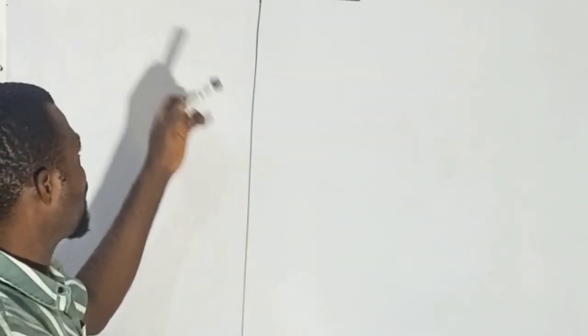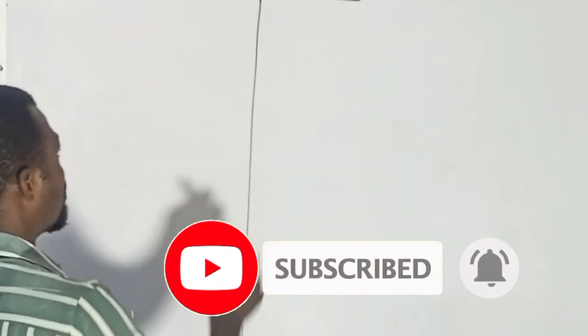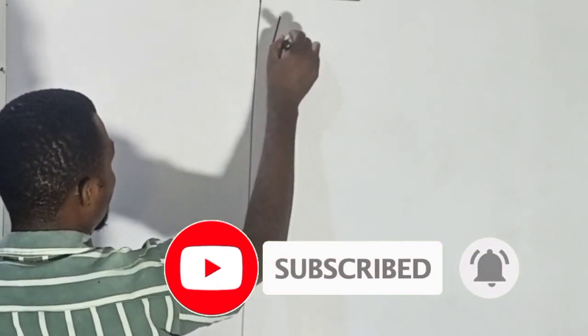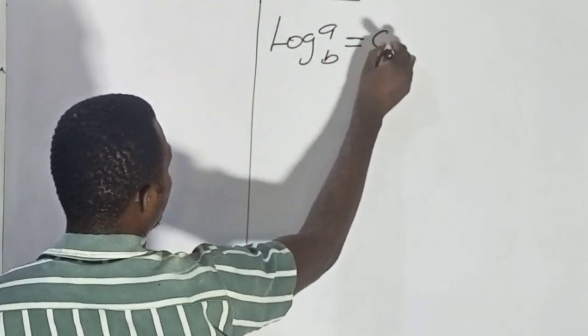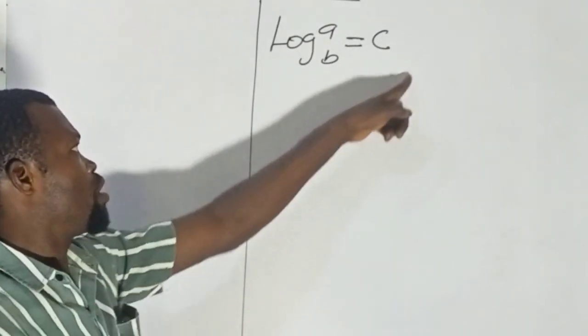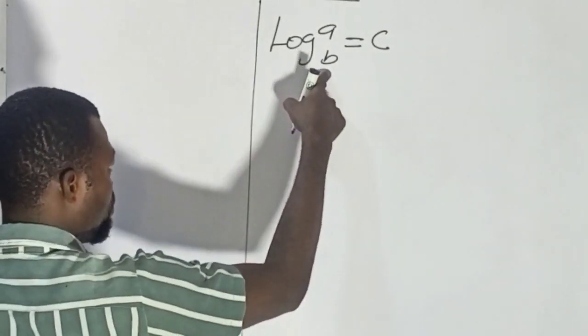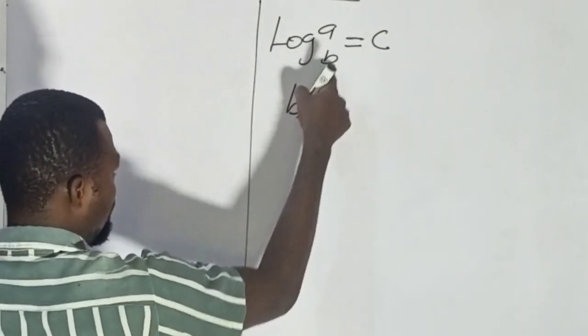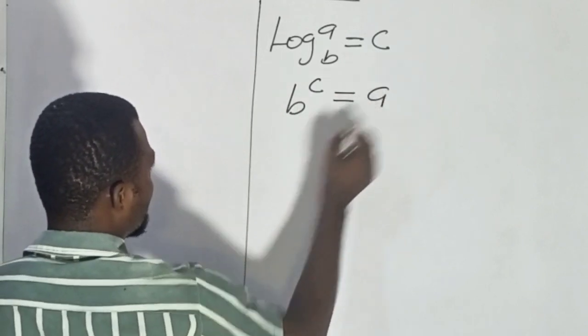Now, today we shall learn how to convert from logarithmic form to index form. Let's assume you have log a base b equals c, and you have to change this from logarithmic form to index form. It's going to be b raised to the power of c is equal to a.